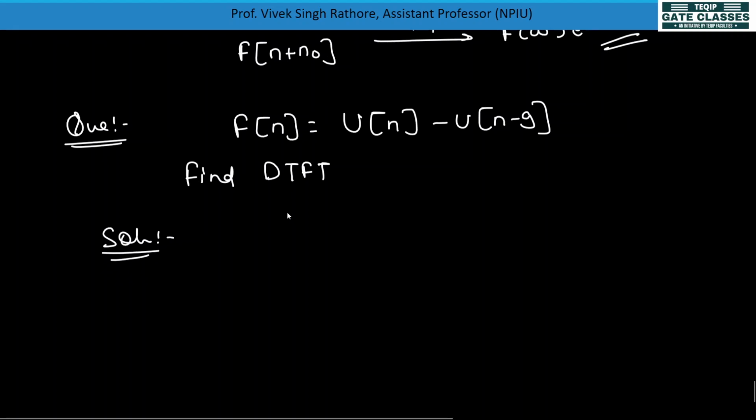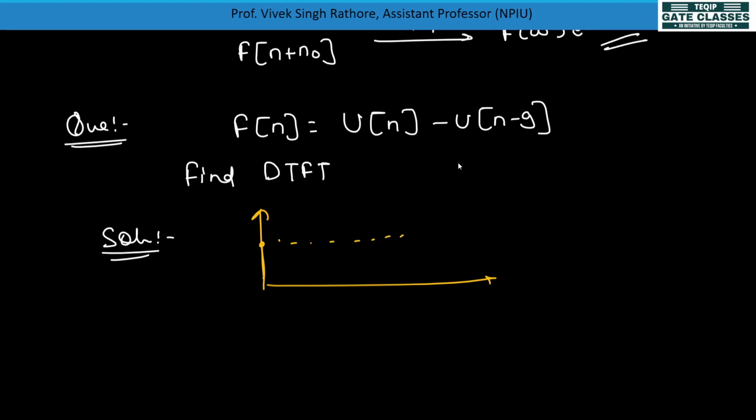First of all, you see the signal where it is. u of n will start from 0 and go on till infinite, and u of n minus 9 will start from 9 and then it will go on. So see where you can stop. In u of n, all samples are there till infinite, and u of n minus 9 is starting from 9 and goes on to infinite. So all samples, since it is minus, will cancel each other out. Only values from 0 to 8 will exist, n equal to 0 to n equal to 8. This is the outcome of this type of signal.